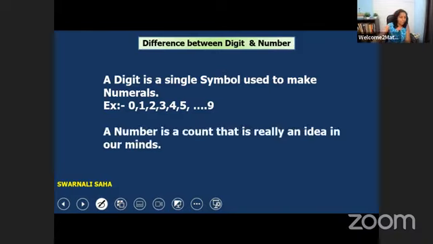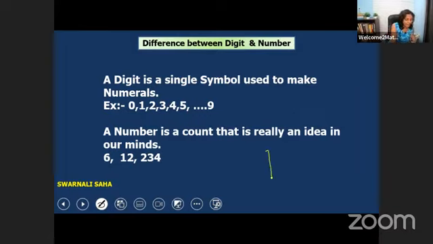Okay. And now let's see what is a number. A number is a count. It is really an idea in our minds. For example, 6. This symbol represents 6. Whenever we think about 6, this symbol represents 6. Since childhood you have learned that this is the way to write 6. So this digit represents 6, and it is a single digit number. We can say 6 is a single digit number.